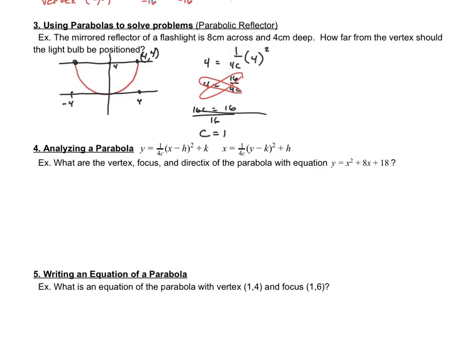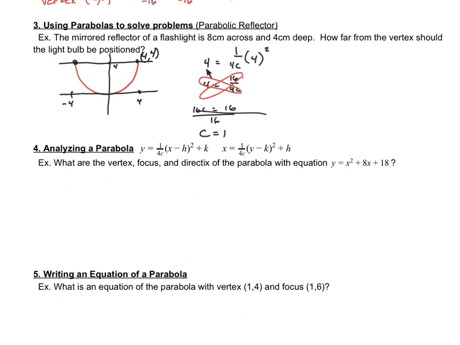Okay, so I've done a little bit of substitution here. I said a mirror reflector of a flashlight is 8 centimeters across and 4 centimeters deep. And this is the diagram that I've tried to give you here. So we have this parabola, the mirror reflector, so it's going to be 8 across, from -4 to +4, and it's going to be 4 deep. And let's see, how far from the vertex should the light bulb be positioned?